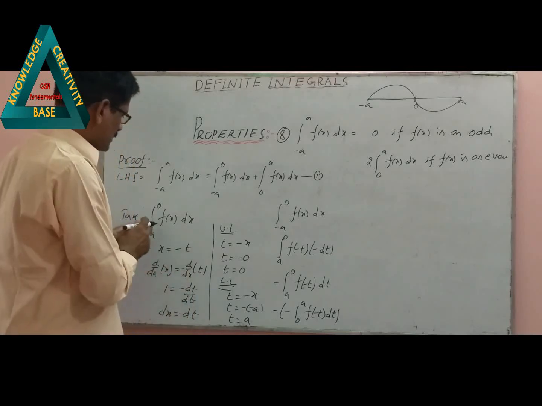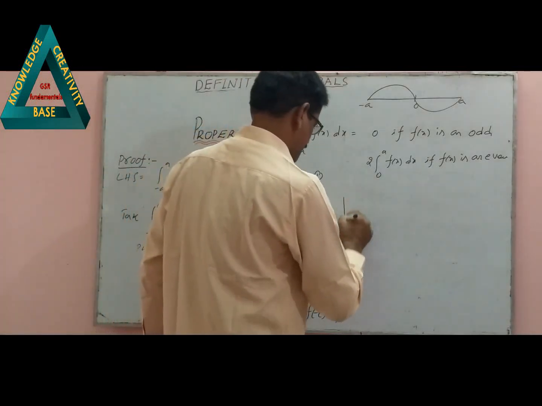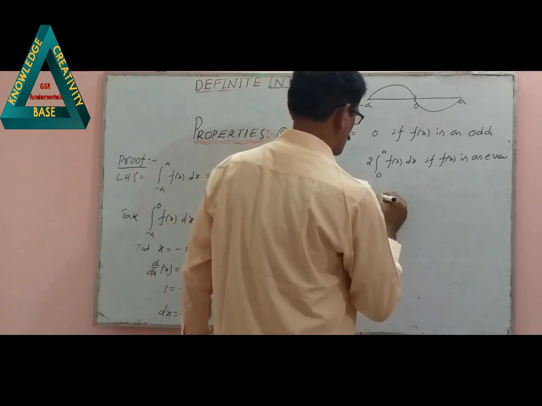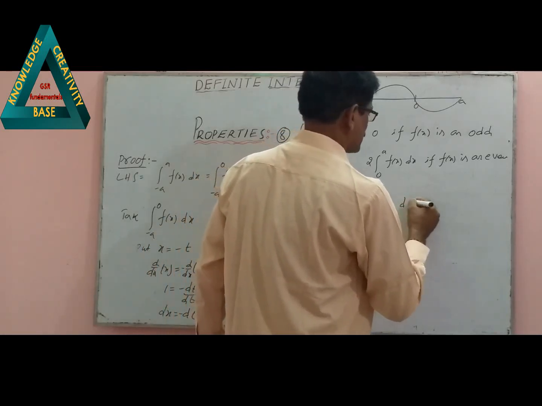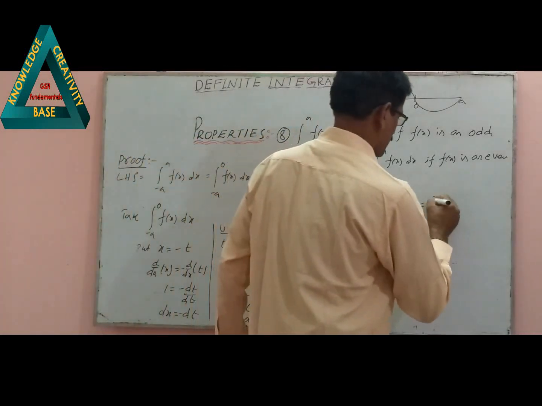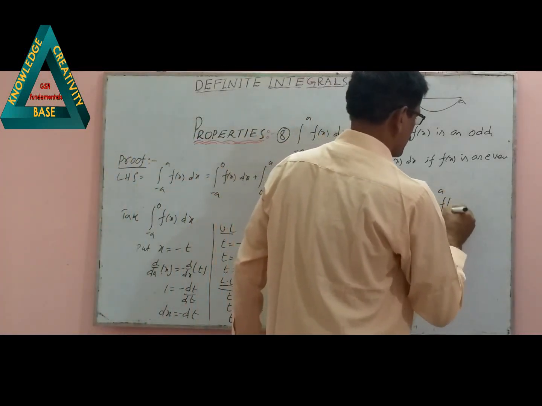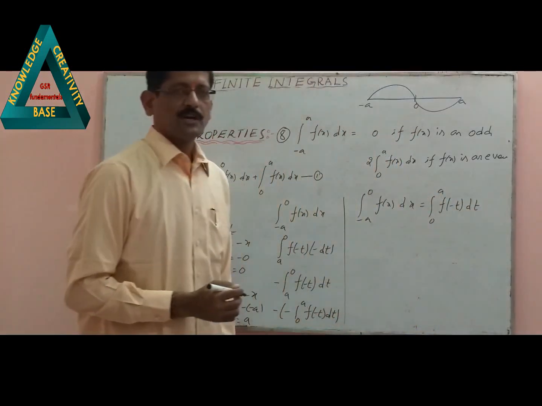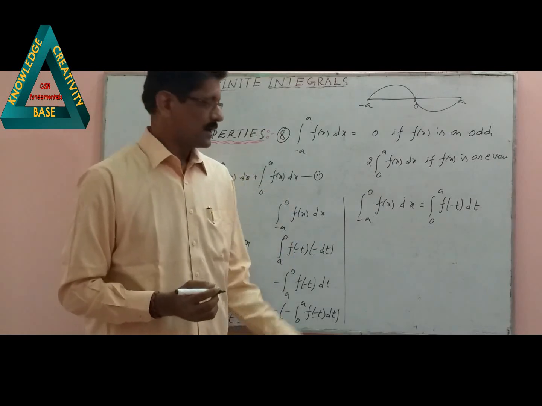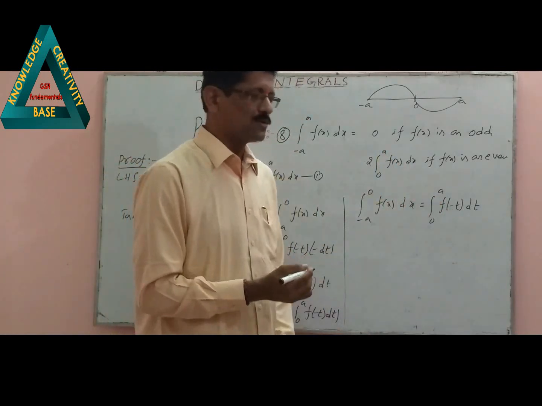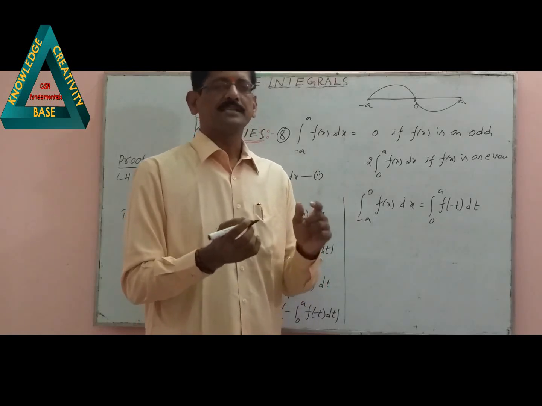What is the value of this integration? Therefore, the integral from minus a to 0 of f of x dx is equal to minus into minus, plus the integral from 0 to a of f of minus t dt. So by using one of the first properties, the integral from 0 to a of f of minus t dt is equal to the integral from 0 to a of f of minus x dx.